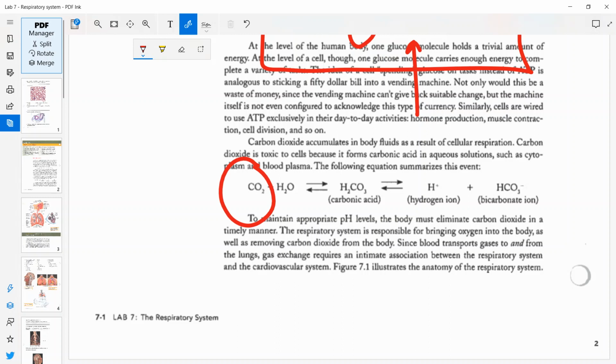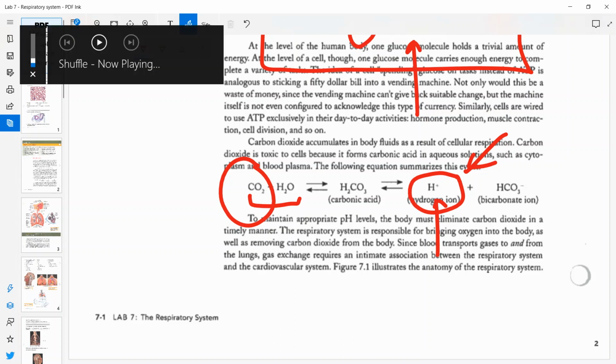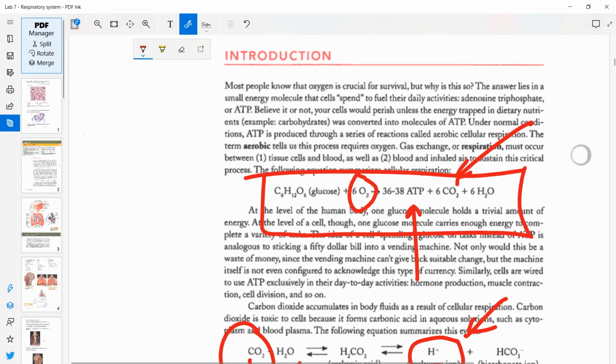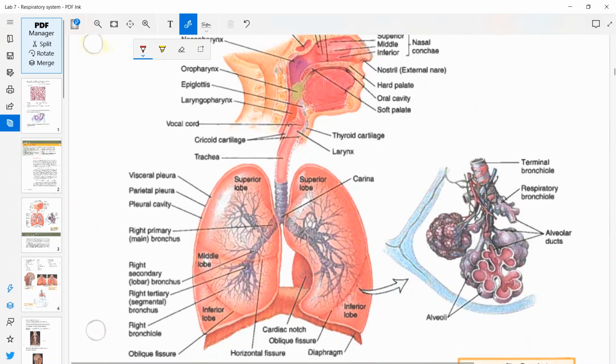So carbon dioxide has to be exhaled in order to maintain not only proper levels of carbon dioxide, we also have to maintain proper levels of pH. You see these hydrogen ions? So what essentially happens when carbon dioxide interacts with water, it generates acid. In order for this acid not to lead to acidosis, we have to exhale all the excessive carbon dioxide from the body. And that's what lungs do. Respiratory system, that's what it does.